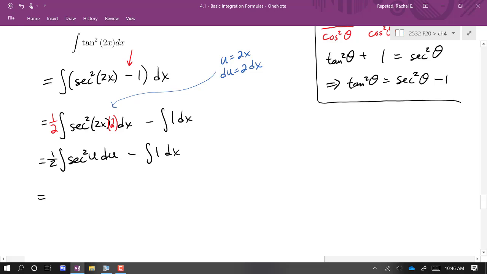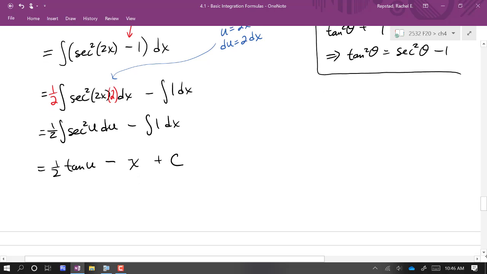integrate. So we integrate the first function, that's with respect to u, so we get 1/2 tan u minus, and then we're going to integrate 1 with respect to x, so we get x plus a constant, of course. And now the only thing left is to replace u with 2x. So 1/2 tan of 2x minus x plus a constant.